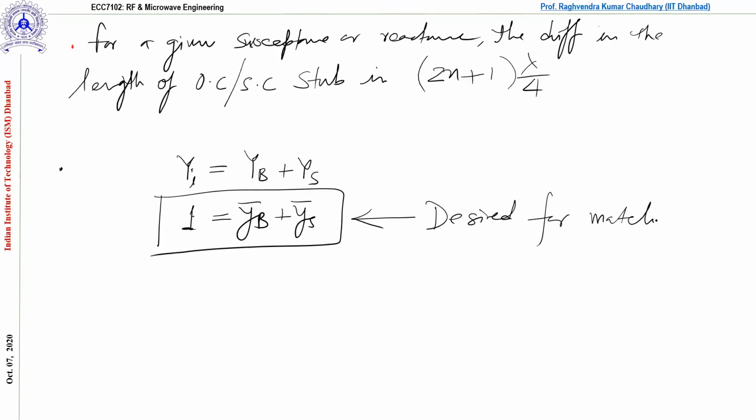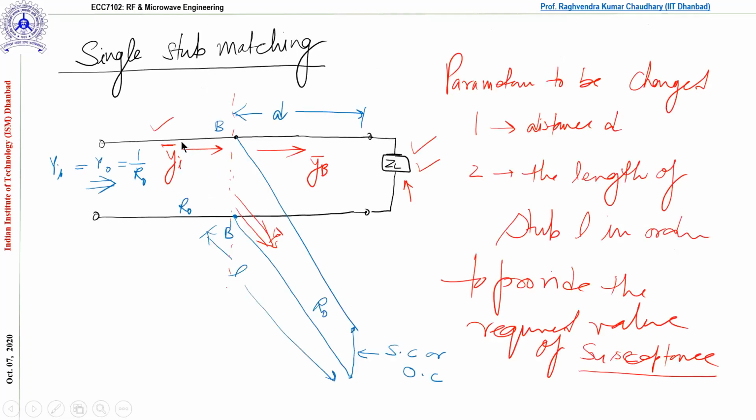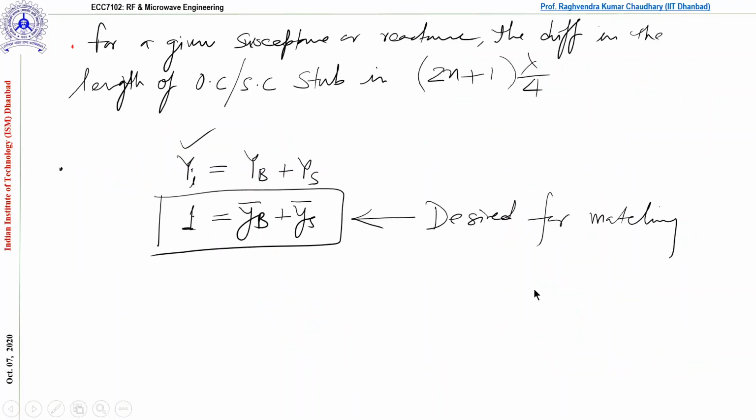Are you getting these things? Just I'm repeating once again for your information that this is the point yi, which is the input admittance, and this is supposed to be equal to the characteristic admittance. Sorry. So this will be 1, and this should be equal to yb plus ys. Then only we can say this is a perfectly matched system. Fine. So keeping this fact in our mind, how can we do these things?